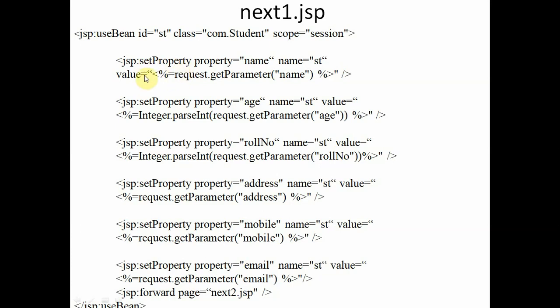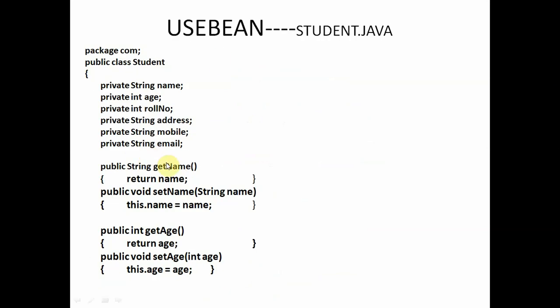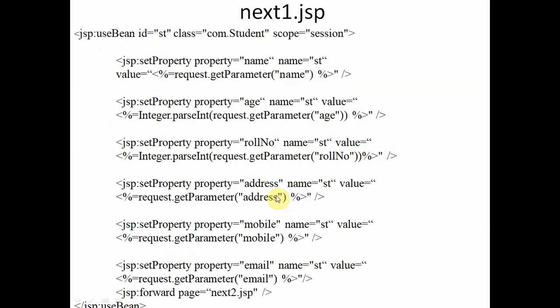Now jsp:setProperty means variable name. So we are running the set function here, like the set name function. If we write st.setName and run it, we pass the value in the argument. But in this case we will write jsp:getProperty, meaning variable name: the variable is name and the class object is st. So you can see in all lines we have st as the class object.